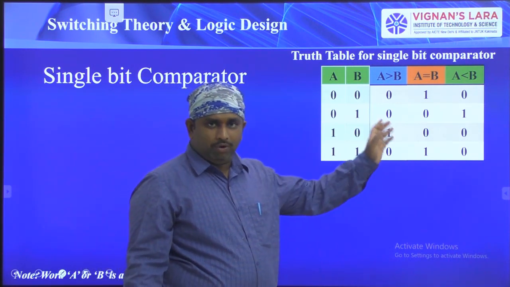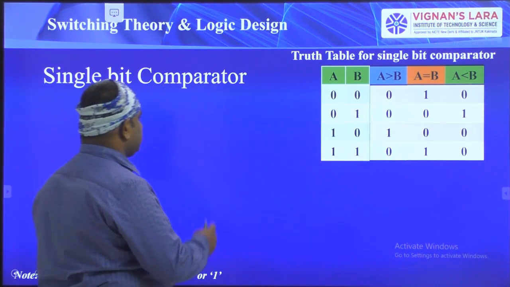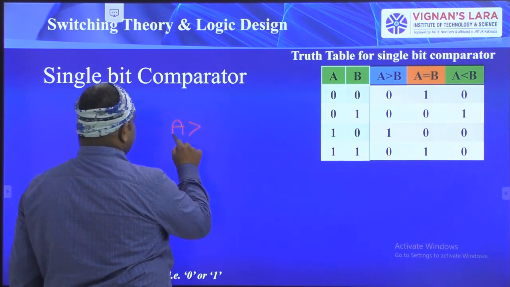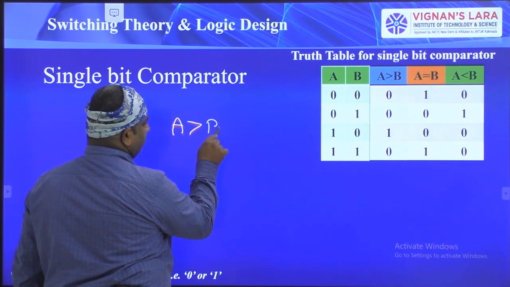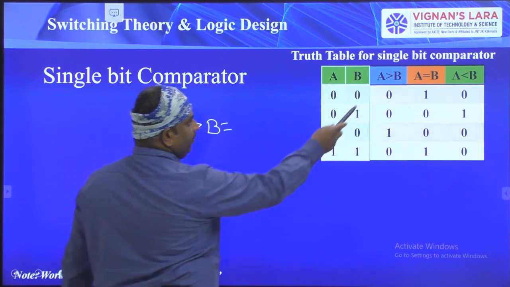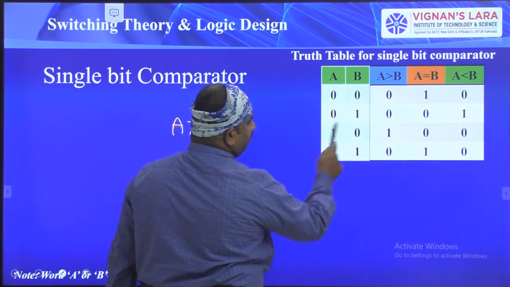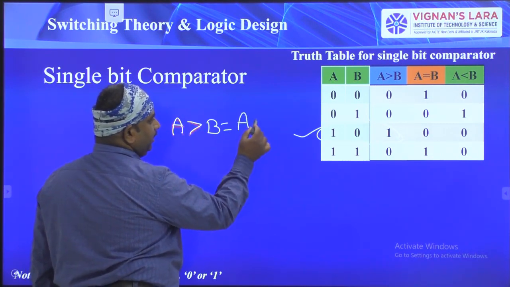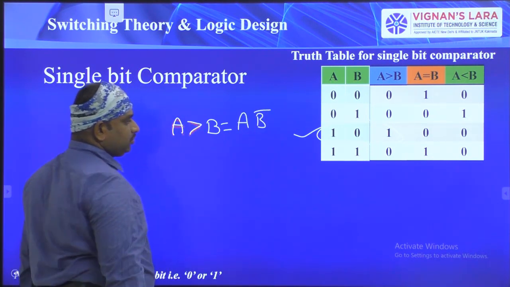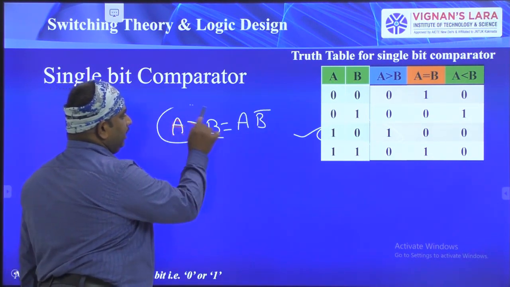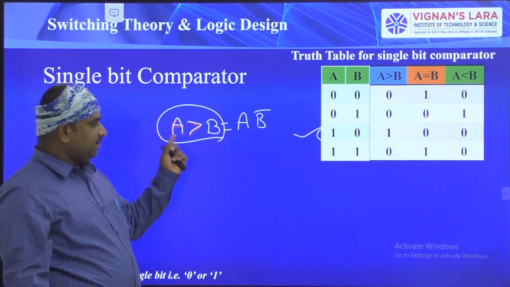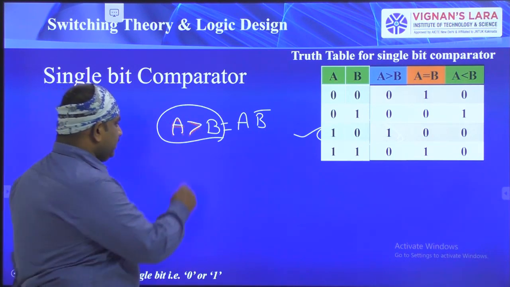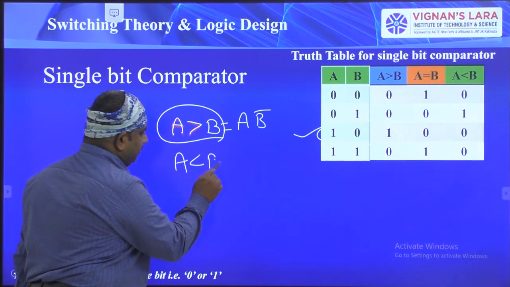Now write down the Boolean functions for these three combinations. The first one, A is greater than B. A is greater than B is going to be on when you check A and B bar. So this is the expression for A greater than B. For example, consider this is the output Y. Y is equal to A B bar. Okay, next, A is less than B.